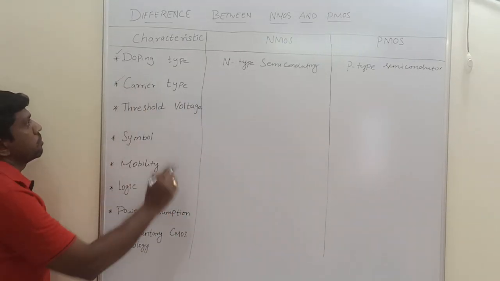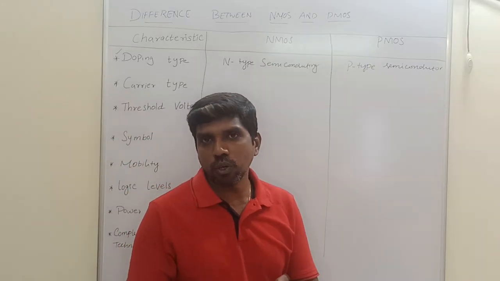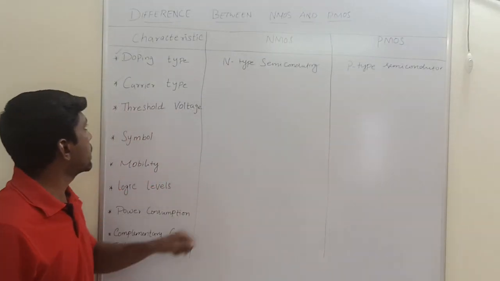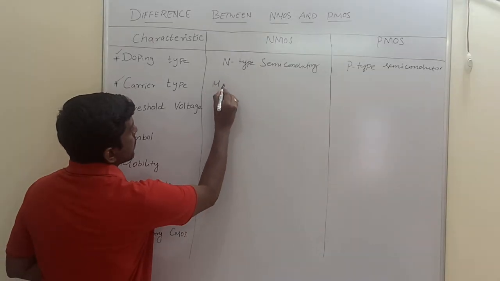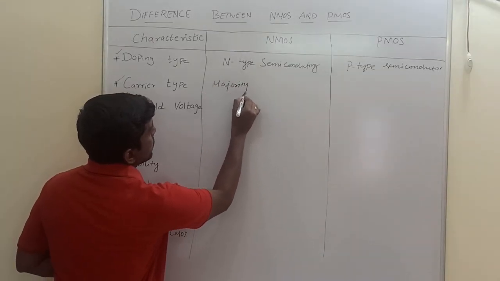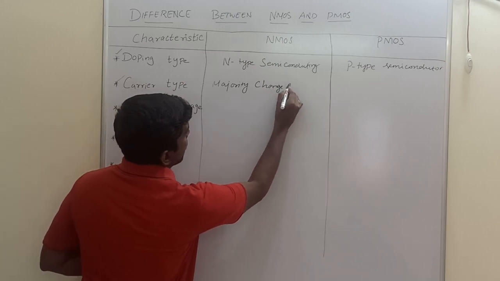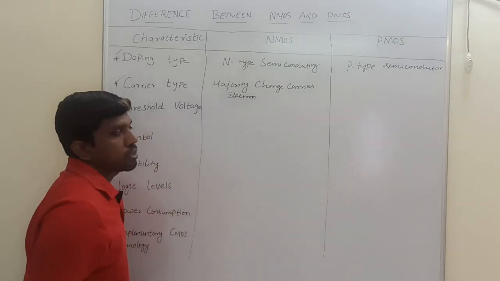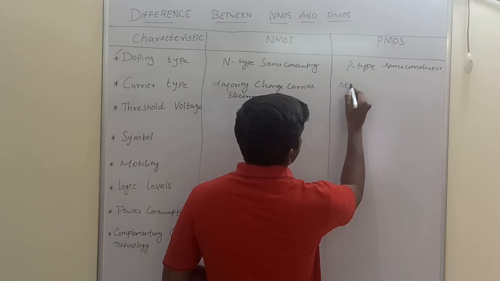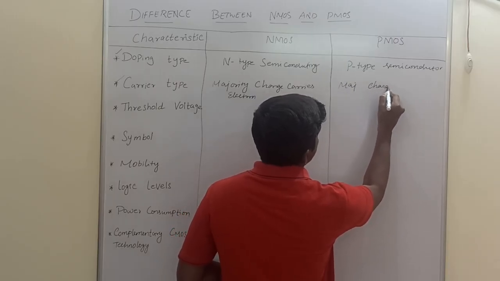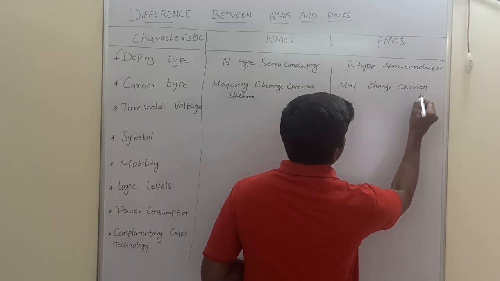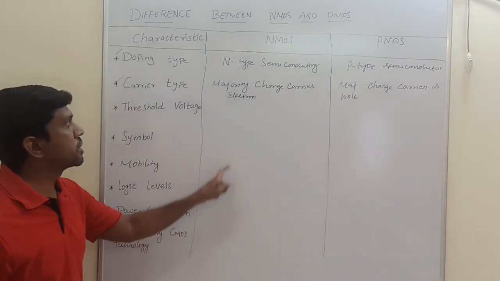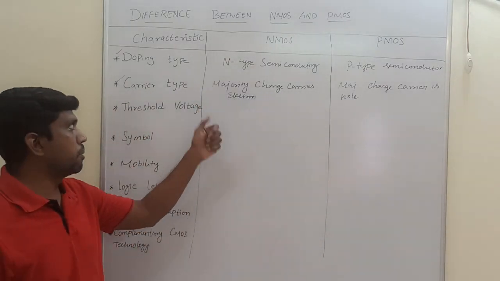Then come to carrier type. In semiconducting material, we have two charge carriers. One is called electrons and another one is called holes. In NMOS transistor, the majority charge carrier is electron. In PMOS transistor, the majority charge carrier is holes. So hole is the majority charge carrier in PMOS transistor, electron is the majority charge carrier in NMOS transistor.